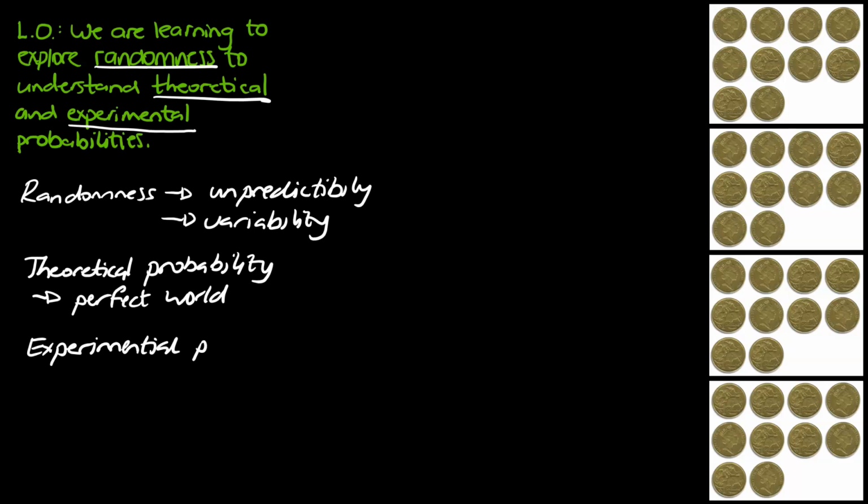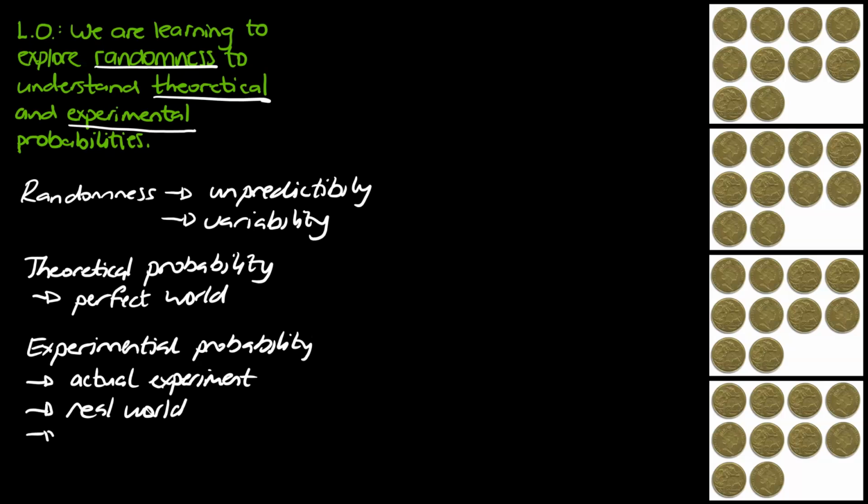Then experimental probability is kind of a real world, an actual experiment, from the real world. And unfortunately, these experiments are impacted by that randomness that we chatted about above. And we're just going to go through an example.